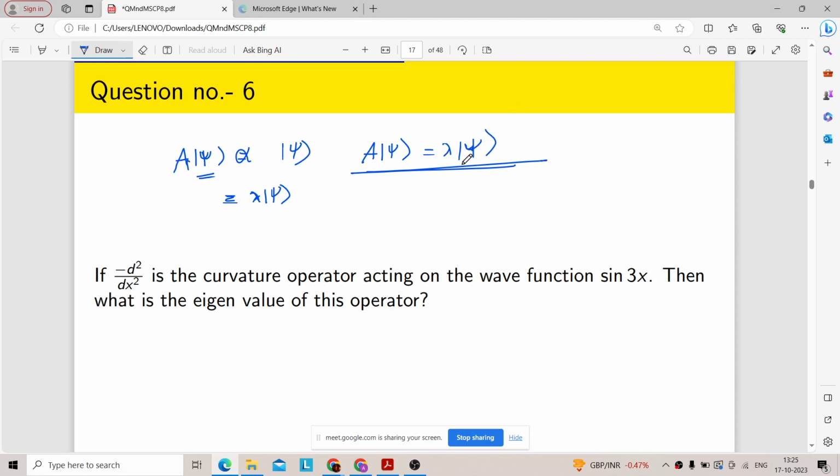So what is the meaning of this eigenvalue equation? If you imagine a three-dimensional surface like Cartesian coordinates, let's say this is x, y, and z, and my operator is, let's say, stretching.